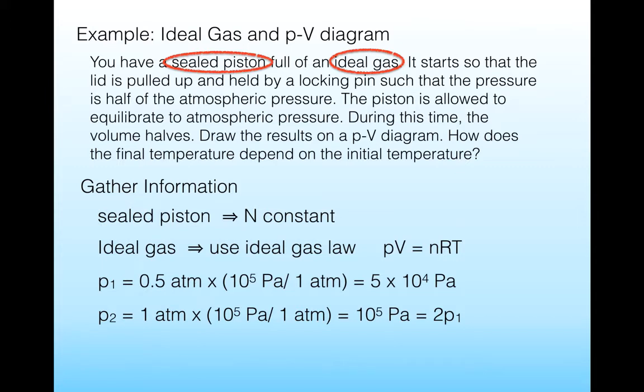Interestingly, we can see that pressure 2 is actually just equal to 2 times pressure 1, and sometimes just using these types of ratios between the initial and the final states will actually be enough information to give us what we need in the problem. And it also says during this time the volume halves, so that means that V2 is 1/2 of V1.